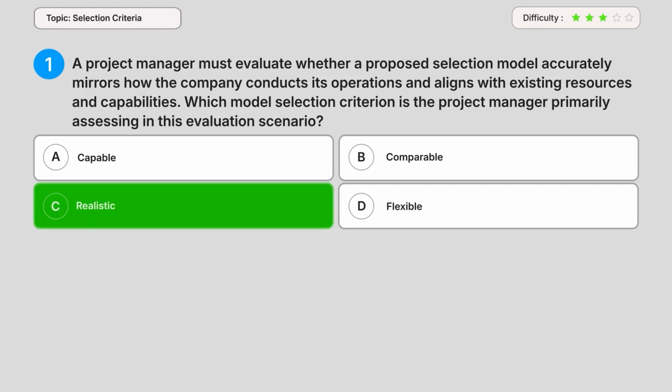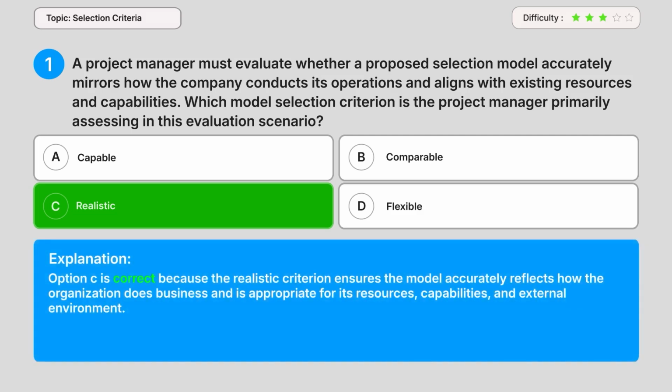Correct answer, C. Realistic. Explanation: option C is correct because the realistic criterion ensures the model accurately reflects how the organisation does business and is appropriate for its resources, capabilities, and external environment.